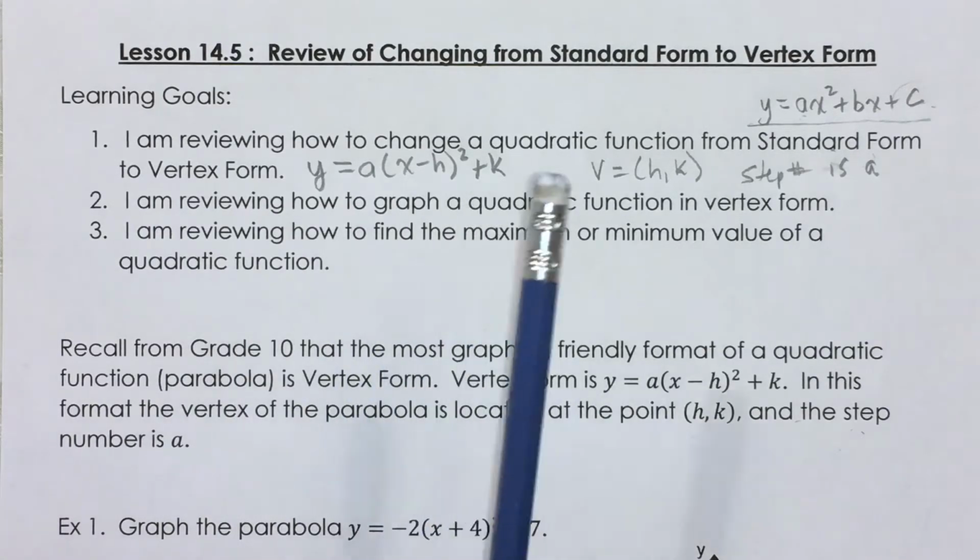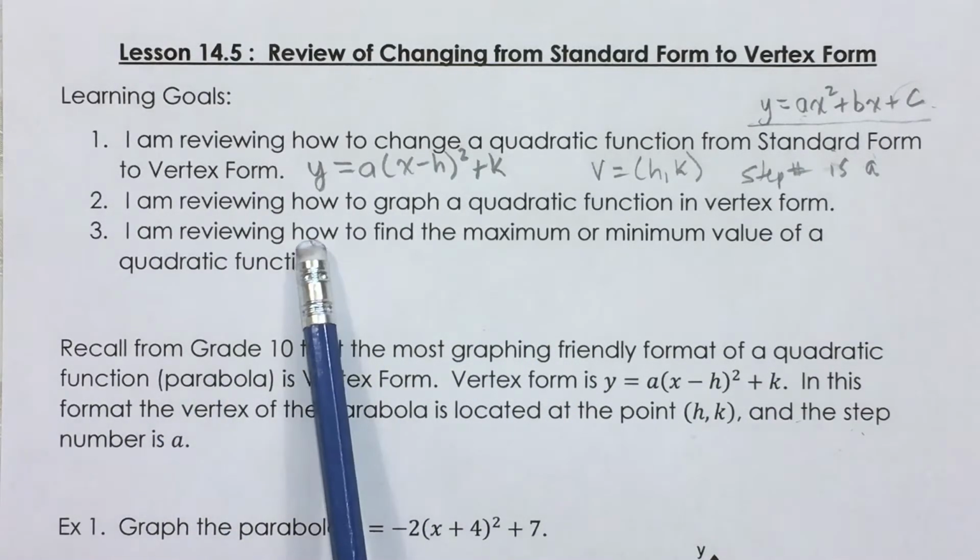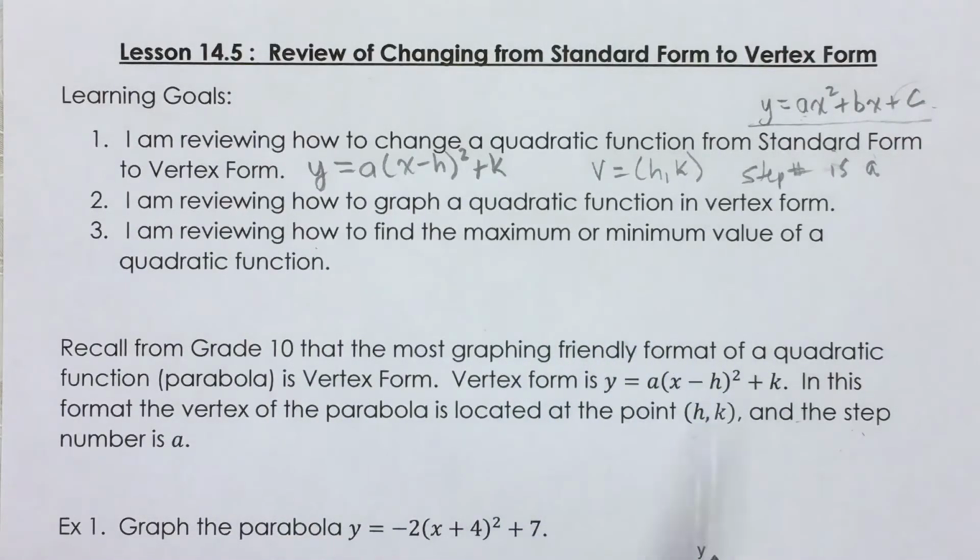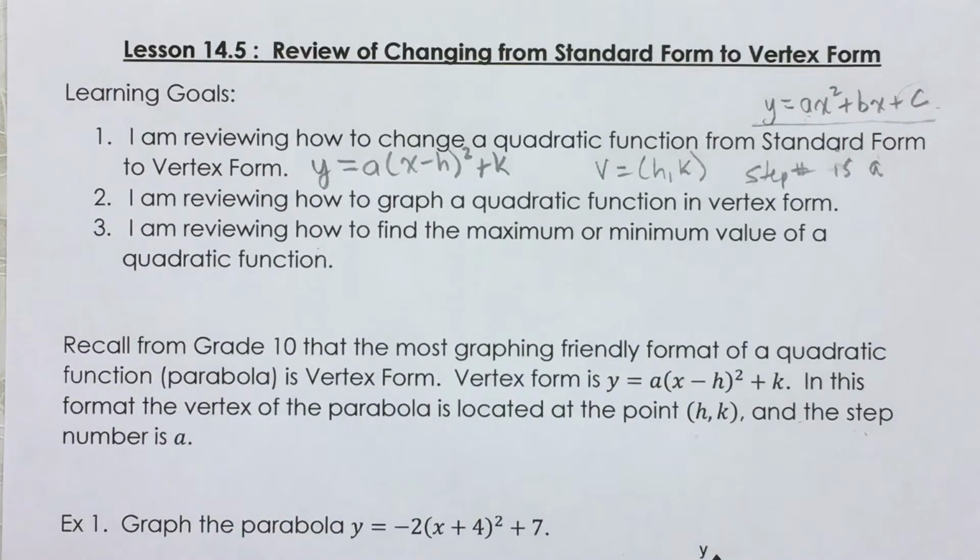So we're going to review how to change forms, how to graph a quadratic function in vertex form, and how to find the maximum or minimum value of a quadratic function. So if you remember from grade 10 that the most graphing friendly format of a quadratic function or parabola is vertex form. And I've got it written again here. Vertex form is y equals a(x minus h) squared plus k. In this format, the vertex of the parabola is located at the point (h, k), and the step number is a.